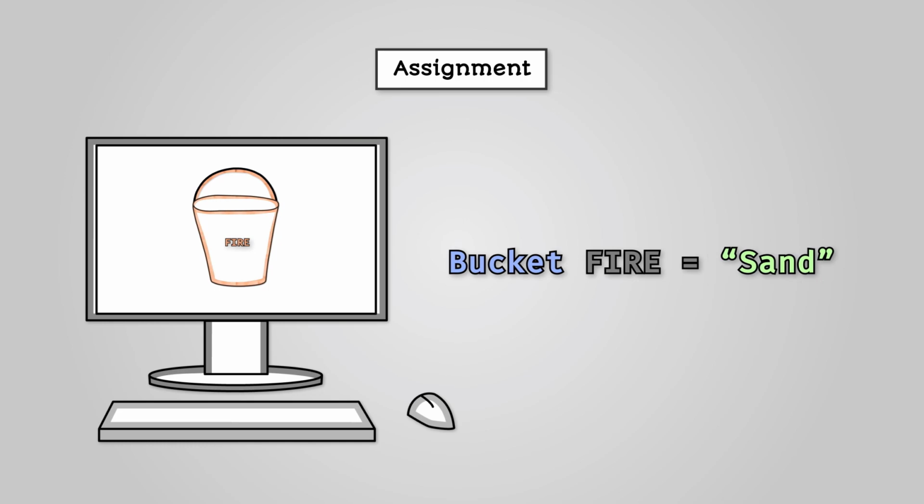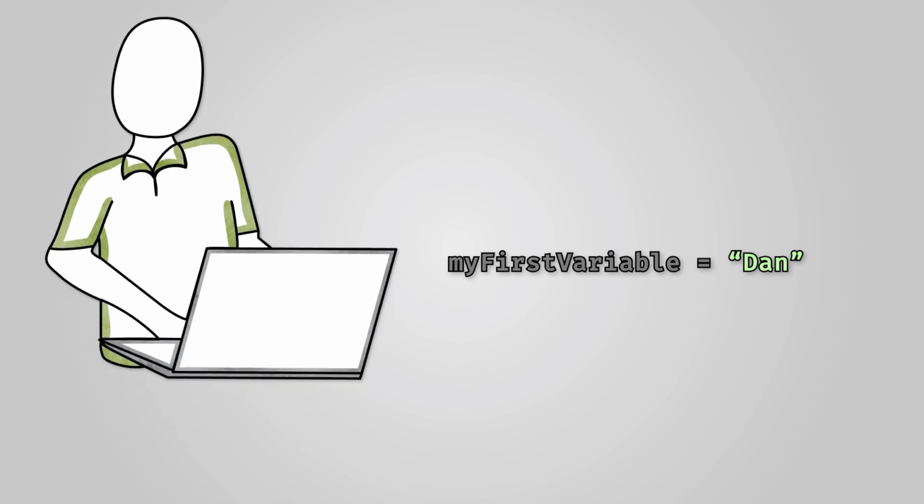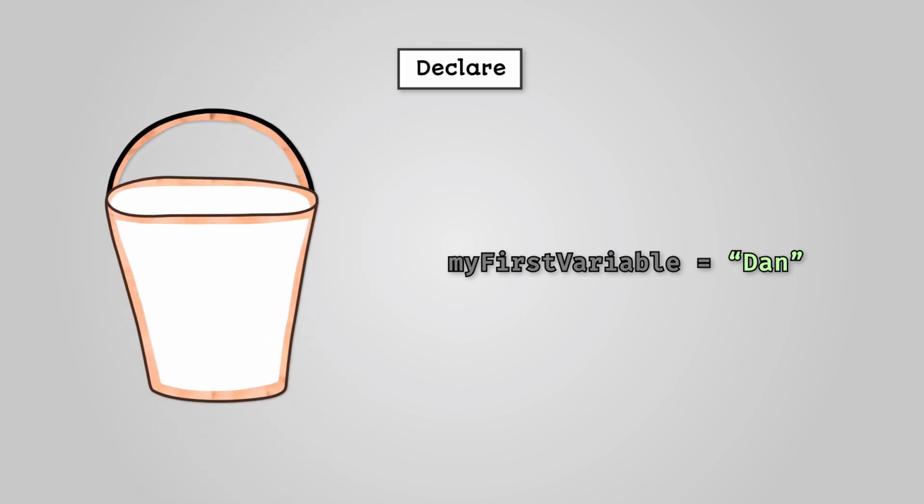In order to assign a value to a variable, we use the equal symbol, just like in maths, except from here it means put something in the bucket. To assign a value to a variable in Python, we would write the following. This line of code does the following 4 things. Creates a variable in memory, declare, gives it a name called myFirstVariable, identifier, works out that its kind of data it will store is a string, data type, and puts the value Dan into the variable, assign.